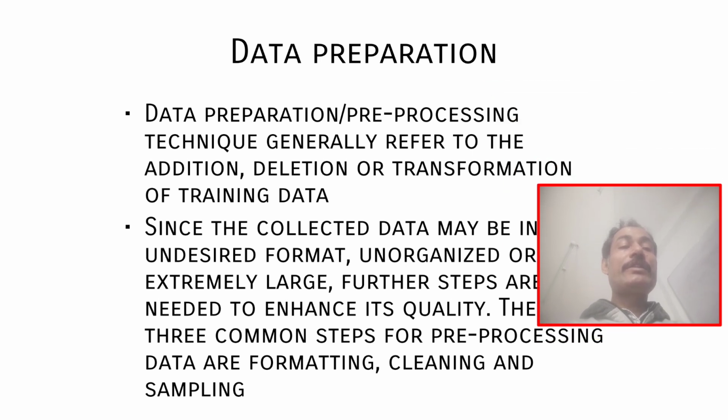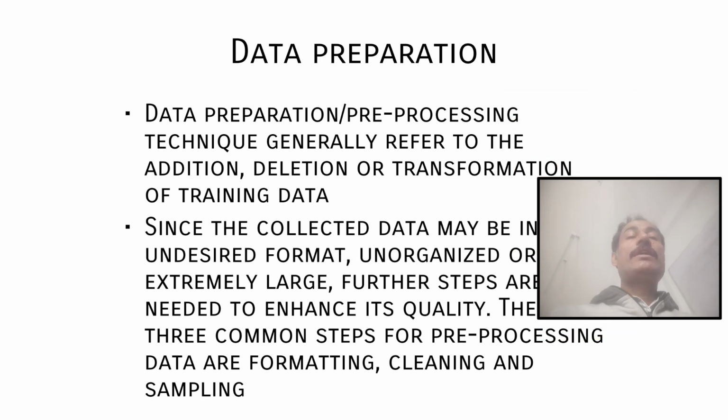The very next step is data preparation. Data preparation is also known as data pre-processing, and it generally refers to the addition, deletion or transformation of training data. That is, if the data set is large enough, you may find some fields which are not required for our model generation, and then we can exclude those. Or if the available data is not sufficient to generate a model which will be able to predict any unforeseen data more accurately, then we can add some more important features as well.